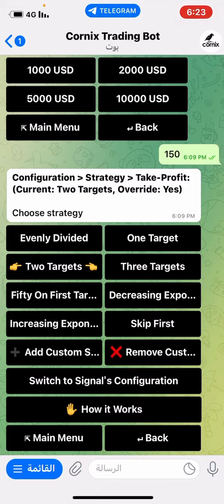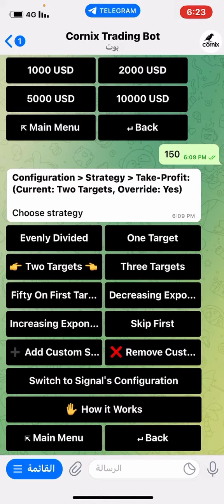If my risk is not high, then I'll choose the first or the second goal. What does that mean? Two targets. It will be divided into 50% for the first goal and 50% for the second goal. Once the transaction reaches the first goal, it will take 50% out of my profit, or close 50% of the deal, and move up the stop loss and wait for the second goal. If it reaches the second goal, then the transaction will be totally closed. If we choose only the first goal, then the transaction will be closed once it reaches the first goal.